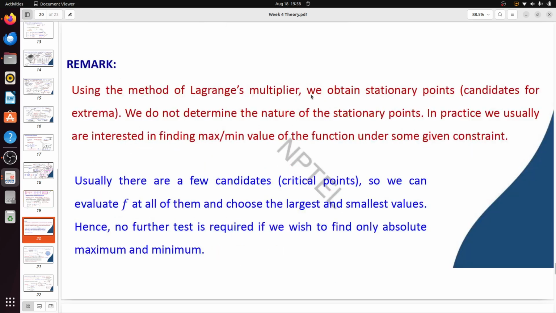Using the method of Lagrange's multiplier, we obtain stationary points, candidates for extrema. We do not determine the nature of the stationary points. In practice, we usually are interested in finding max and min values of the function under some given constraint. Usually there are a few candidates, critical points, so we can evaluate f at all of them and choose the largest and smallest values. Hence no further test is required if we wish to find only the absolute maximum and minimum.